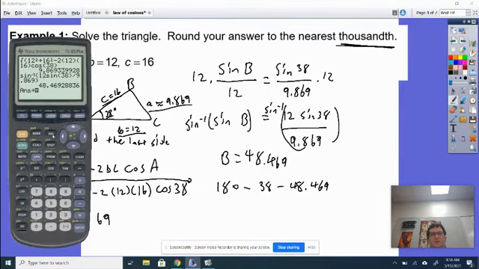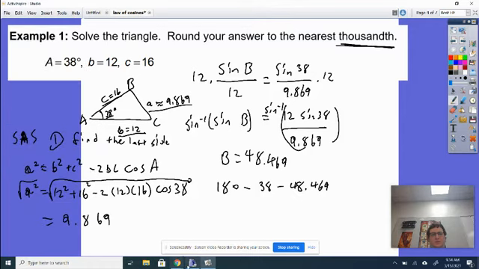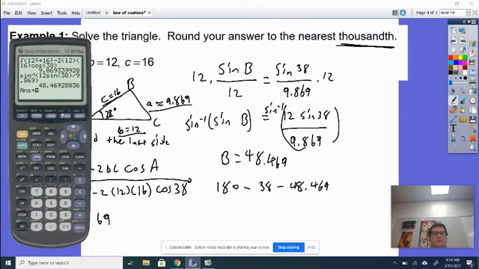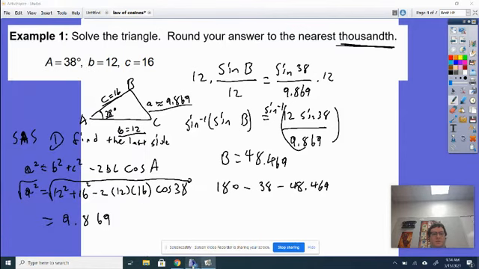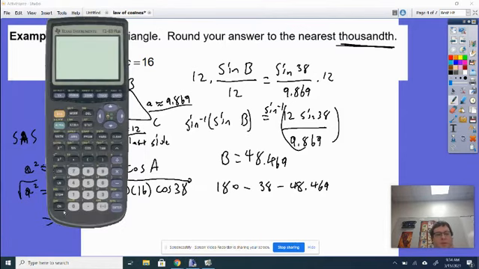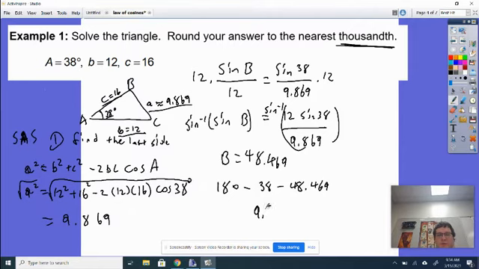Okay, and you can always use the answer key for these. Sorry, give me 1 second. Go ahead and throw it in degrees so I don't forget later. Okay, 180 minus 38 minus 48.469. And I get 93.531 degrees.